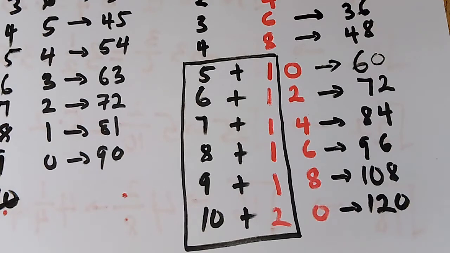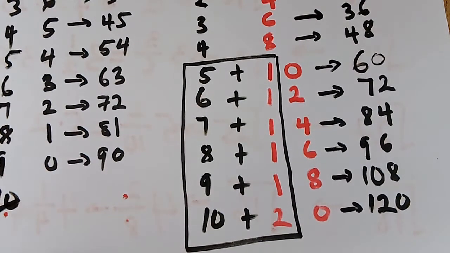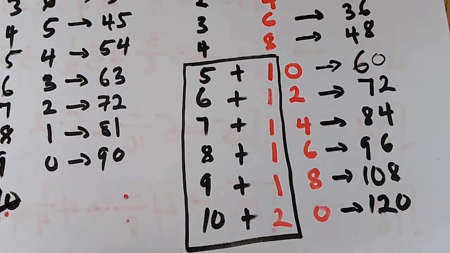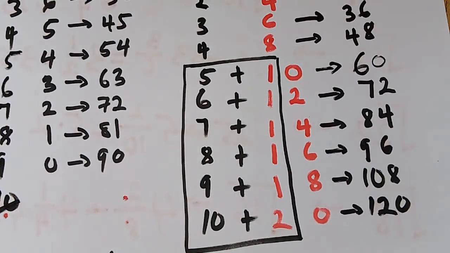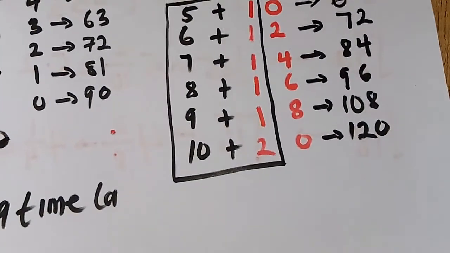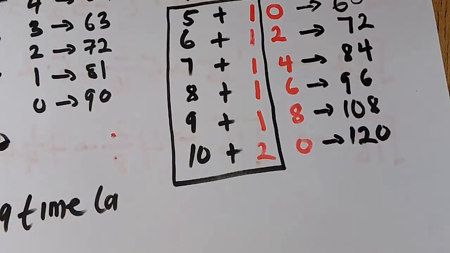So let's move on to the next one, which is, I think, a little bit harder. Let's take 19. The times table for 19. Okay, 19 times table.